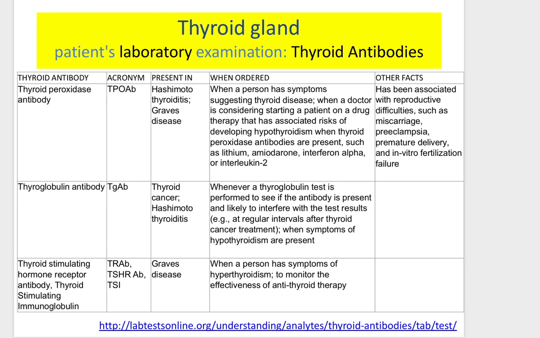And here in this table you can see which of these three main antibodies, thyroid peroxidase, thyroglobulin, and thyroid stimulating hormone receptor antibodies, are increased, and in which disorders we can find an increased level of these antibodies.